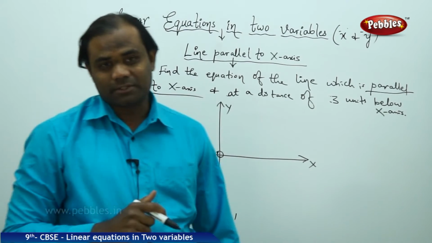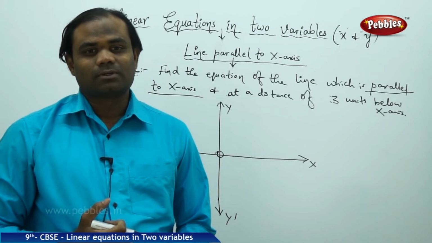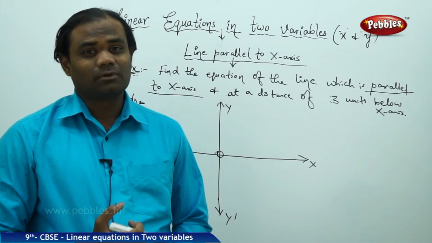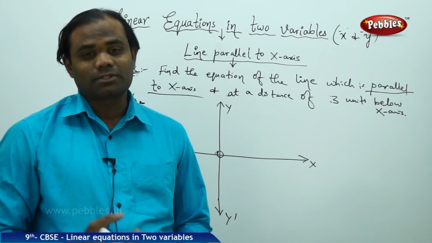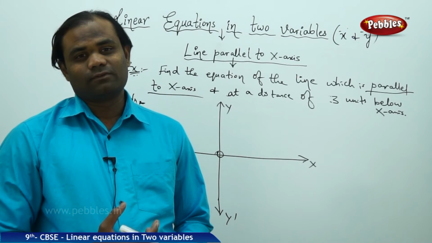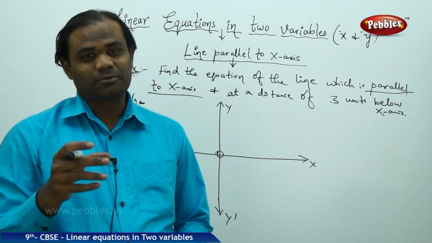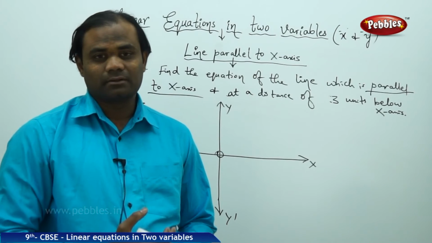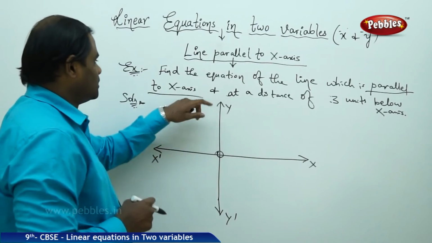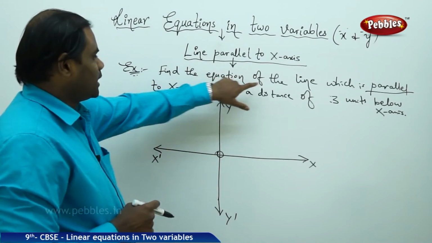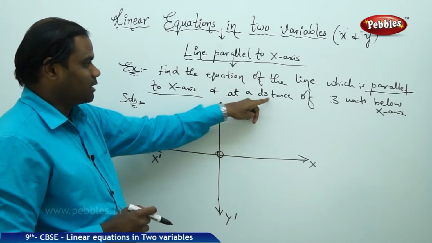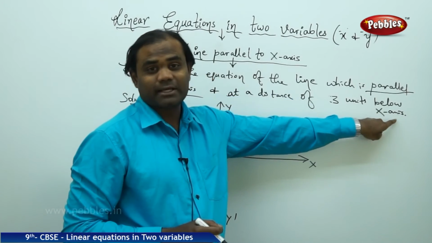The condition which we have seen in the previous session is that any line which is parallel to x-axis is of the form y equals k. What's k? k is the y-intercept, or the distance between the x-axis and the line, the perpendicular distance. So the line which we need to find is parallel to x-axis and at a distance of 3 units below x-axis.